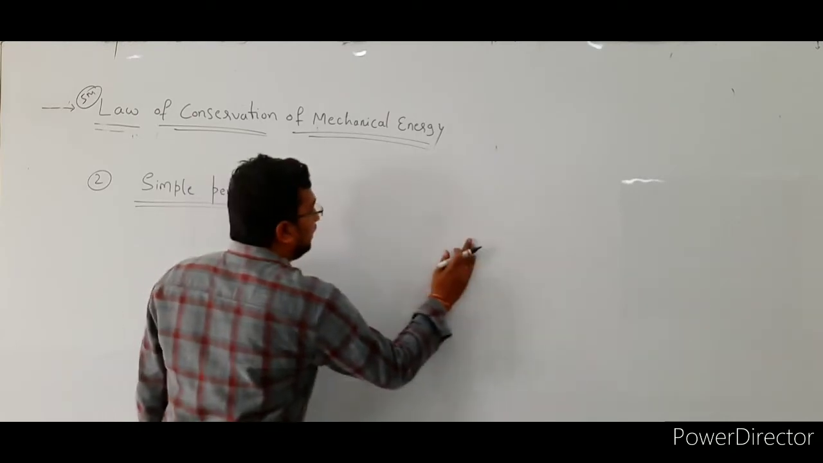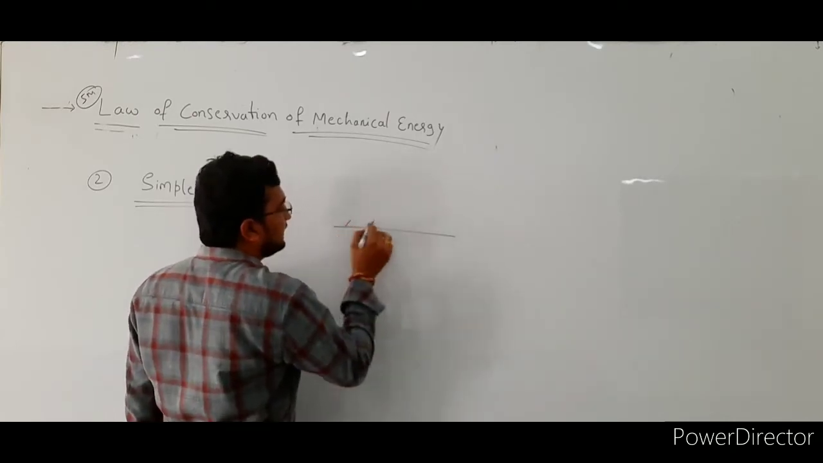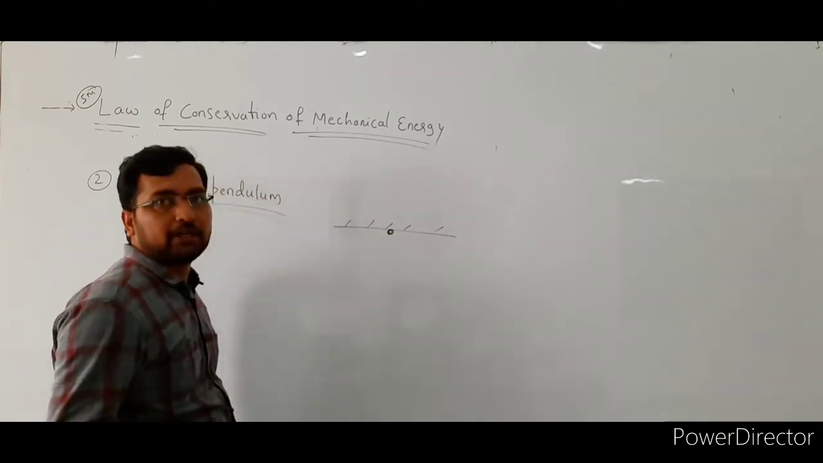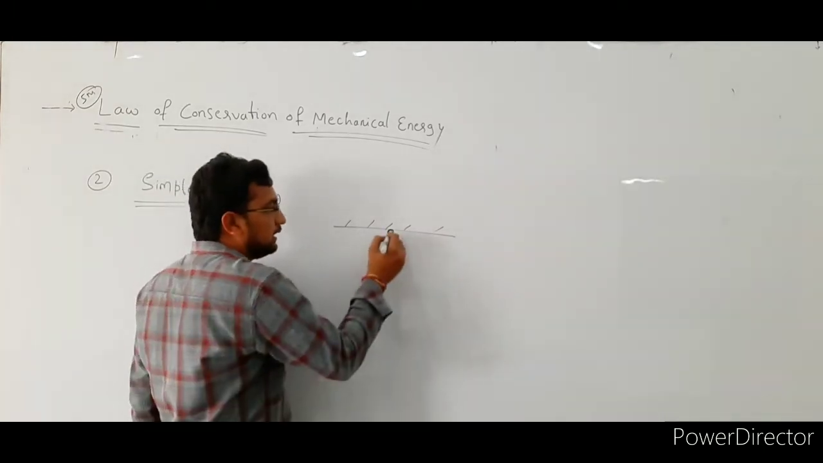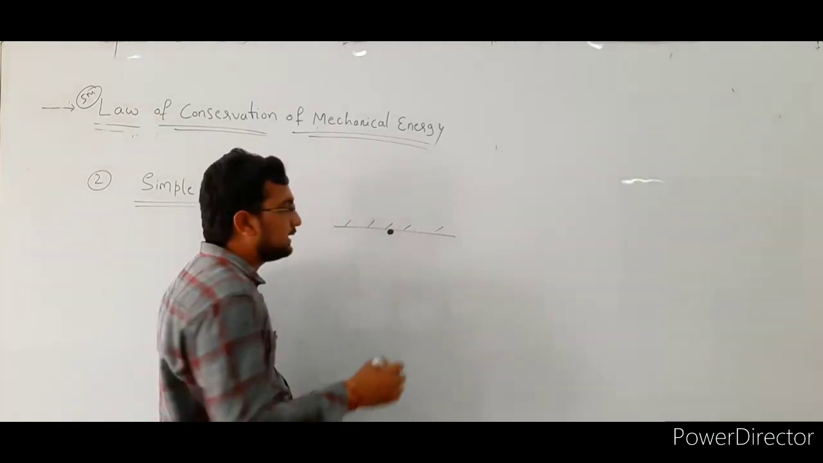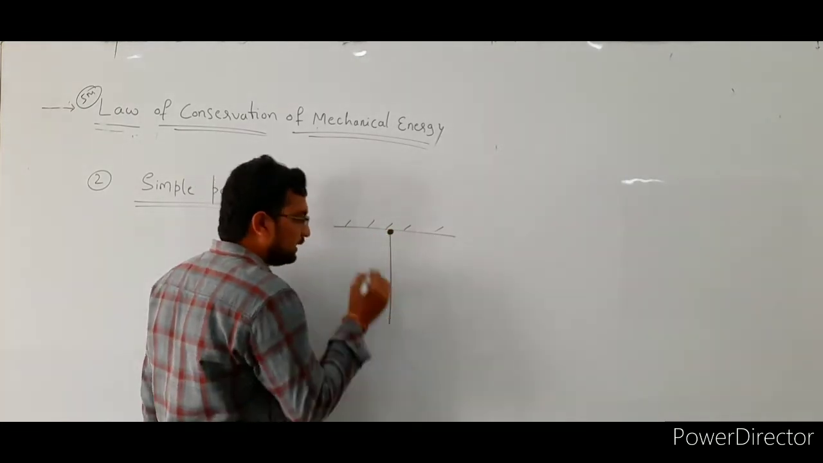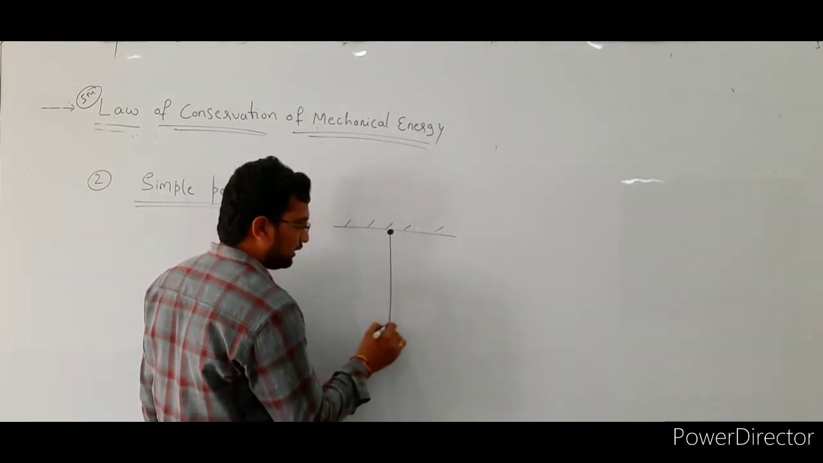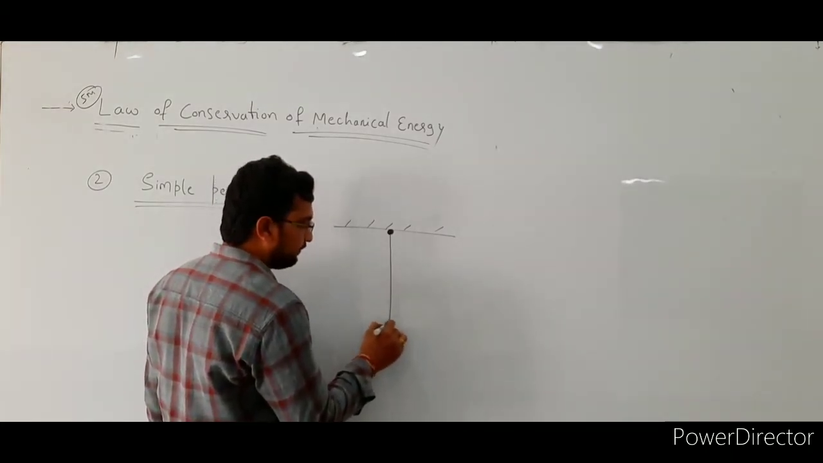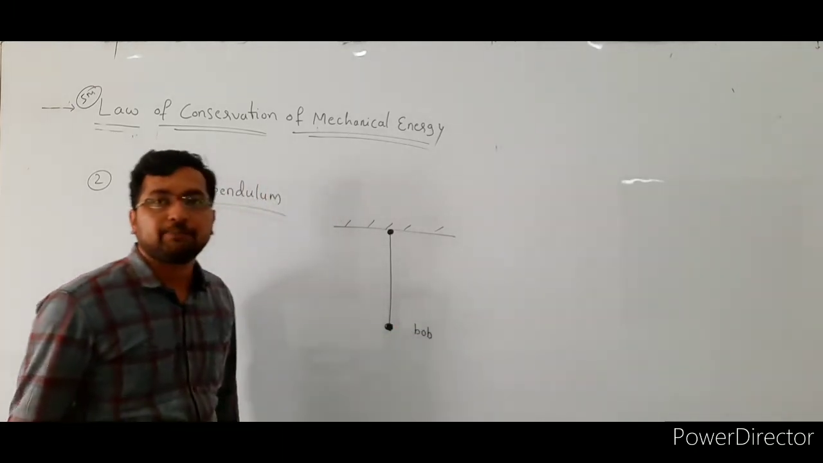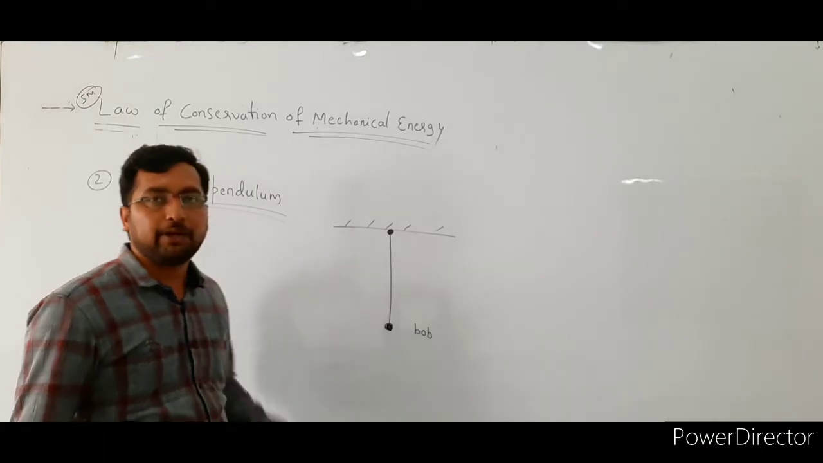Okay, see here, consider this is a rigid support. We take a string of length L. One end of the string is connected to the rigid support. The other end is connected to a small body, the bob. Its mass is M. That is the bob, B-O-B, right? This is known as the simple pendulum setup.